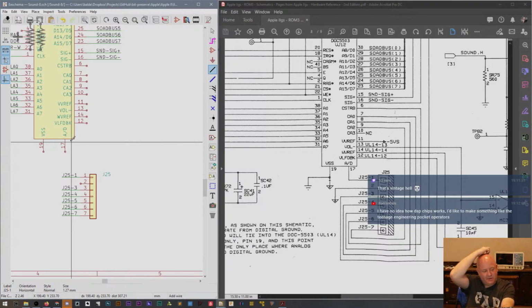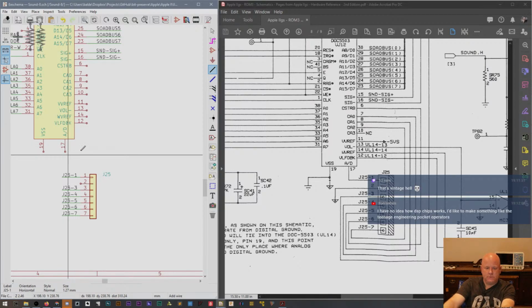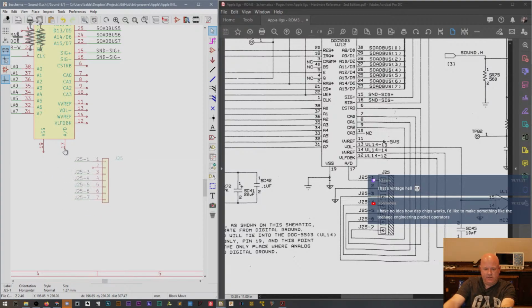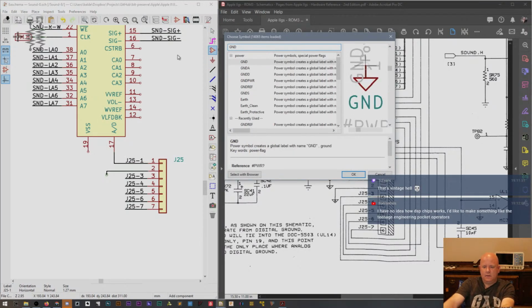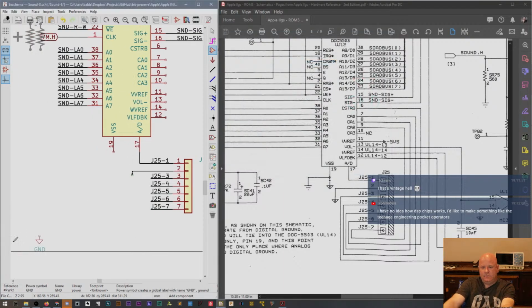That's vintage hell. So I see what they were doing. I'm sort of on board with this little trick. I like that. And then let's bring this over here to about here. Oh, why'd you do that? That's not fair. That's not fair at all. Cheater. Okay, add GND ground.